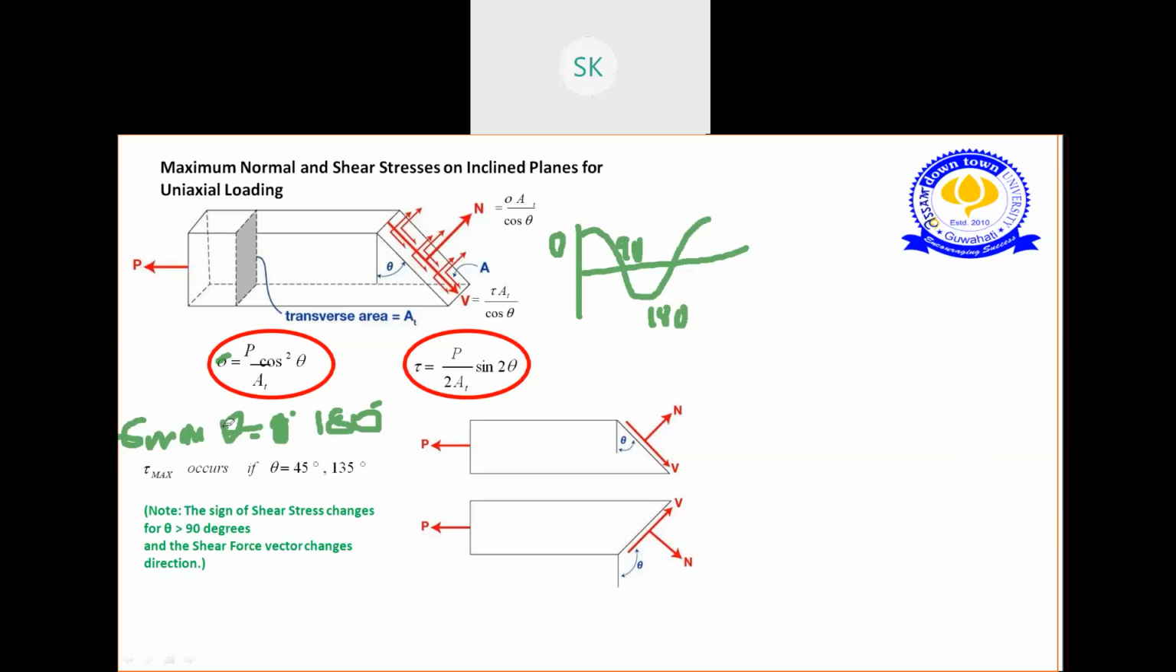Looks so bad. Let me remove this. Let me remove this part.